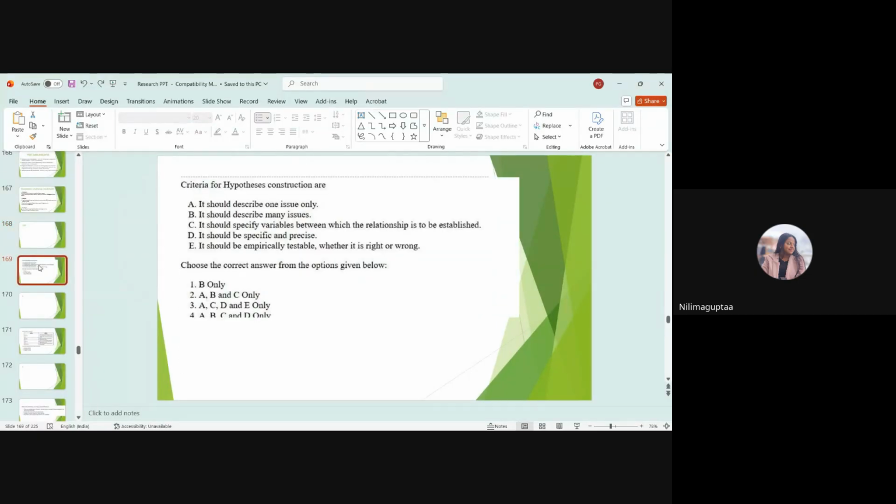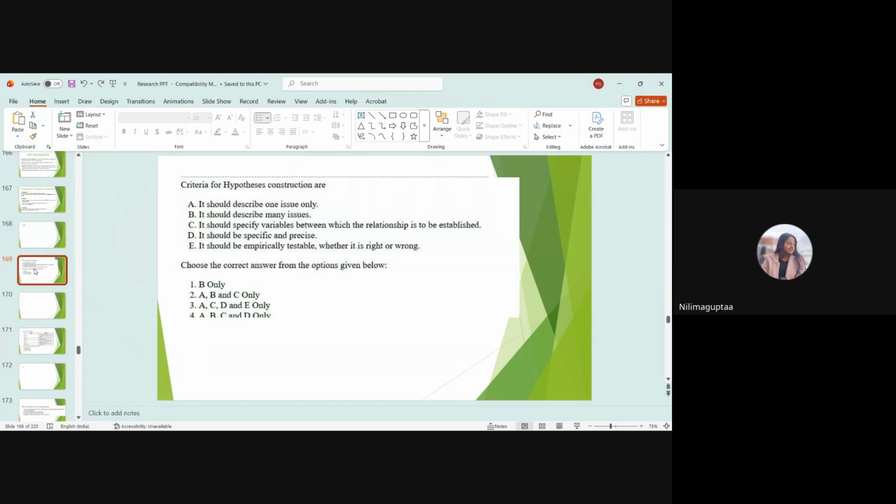The first question is on hypothesis. Criteria for hypothesis construction: it should describe only one issue, or it should describe many issues. Another is it should specify the variables between which the relationship is to be established. The fourth one is it should be specific and precise. And the fifth one, it should be empirically testable, whether it is right or wrong. Which of the following options is the correct option that we'll be selecting?